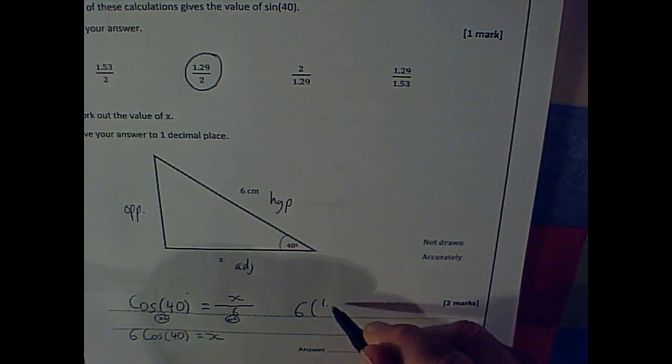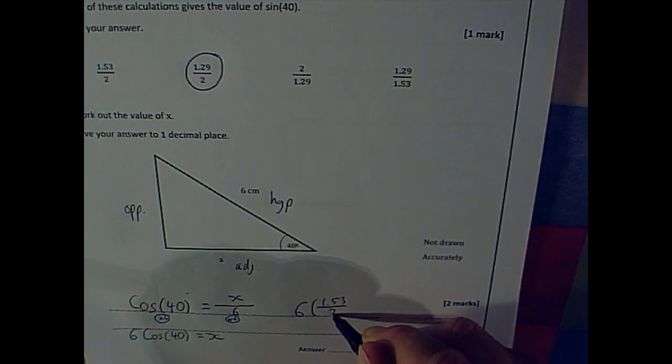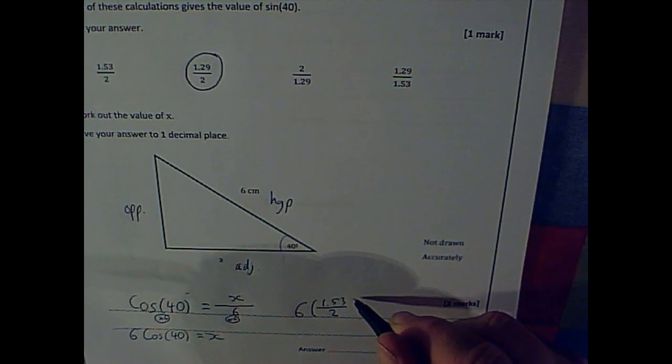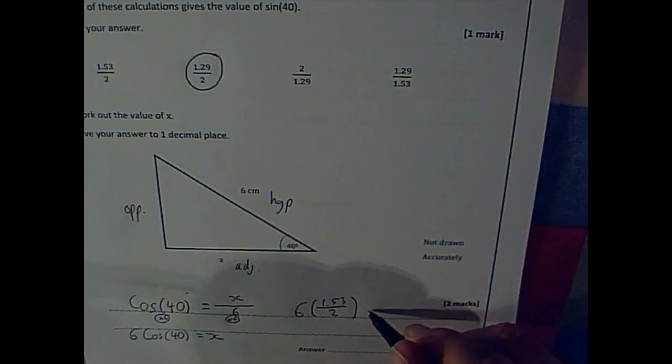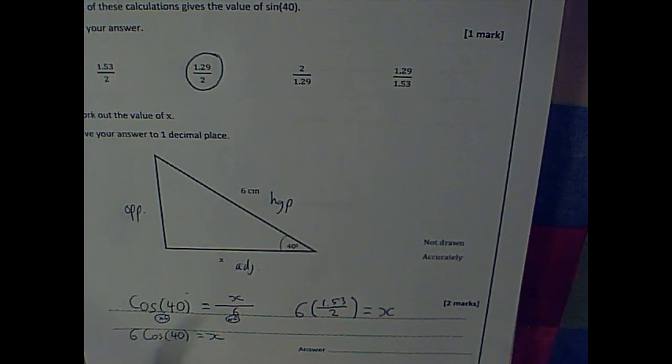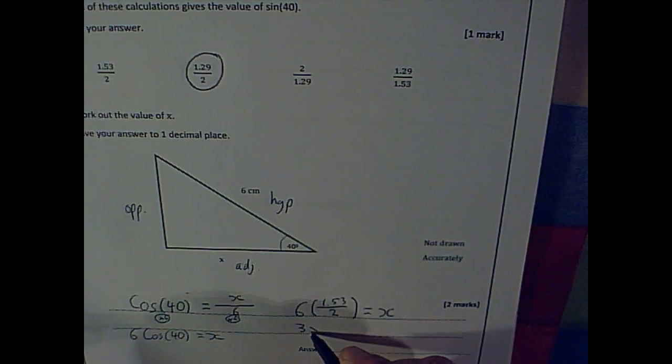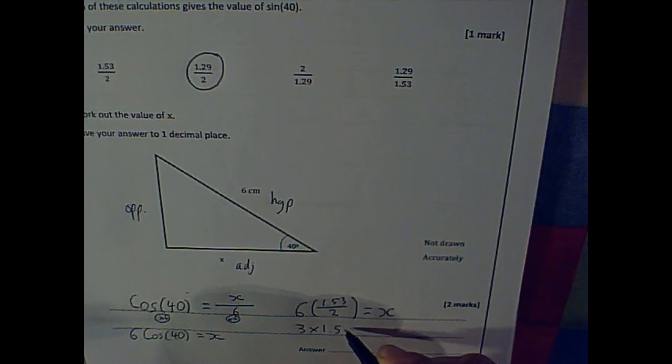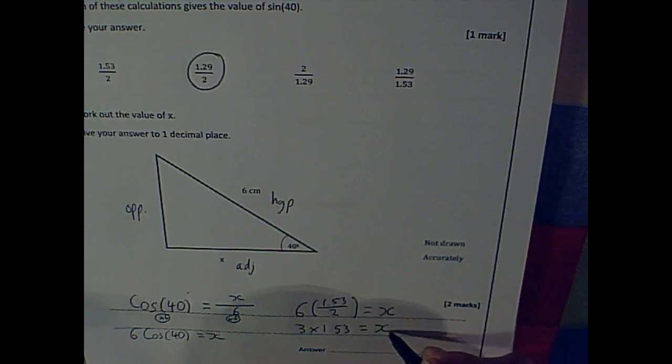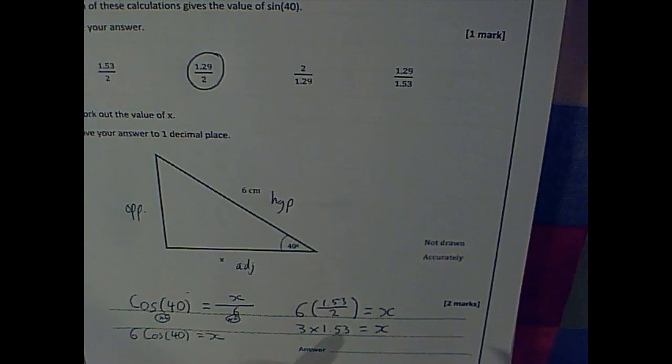6 lots of 1.53 divided by 2, because that is what cos 40 is, equals x. Okay. Well, if this is 1.53 divided by 2, and then I times the whole thing by 6, it's the same as 3 times 1.53 equals x. So what's 3 lots of 1.53? Well, 3 lots of 1.5 would be 4.5, and 3 lots of 0.03 would be 0.09.